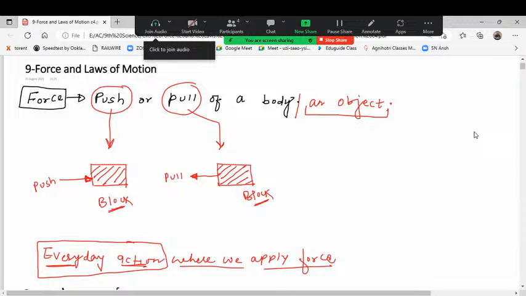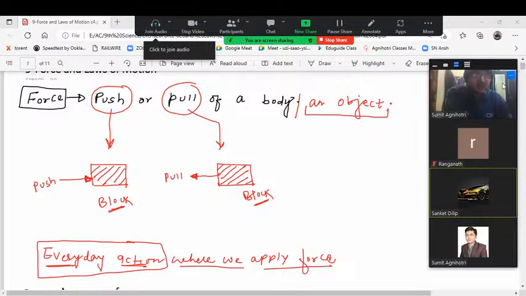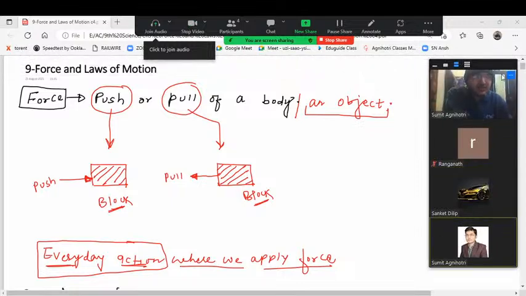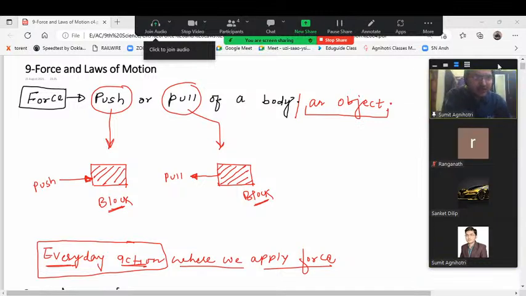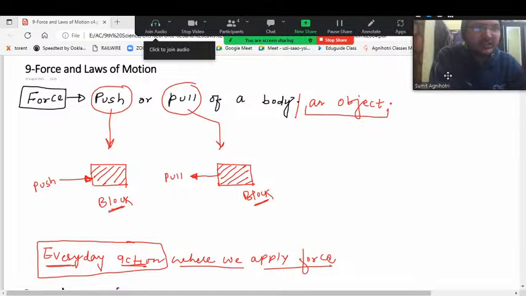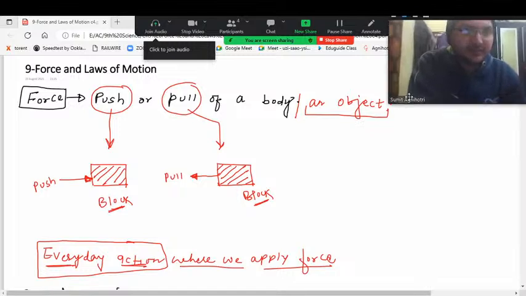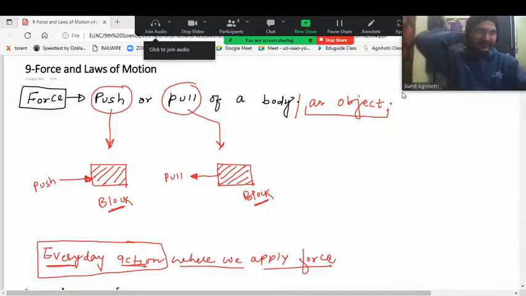Tell me, Sanket. What do you think the force is? Yeah, exactly. Force is actually push or pull of an object. If you consider force as your topic here, you can just tell that force is a push or pull of an object. Okay, force is simply push or pull of an object. Exactly, you are correct here.